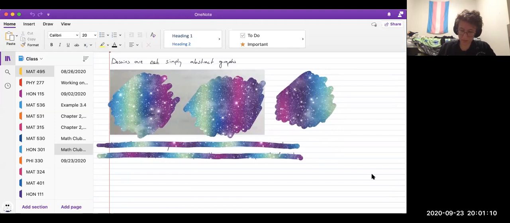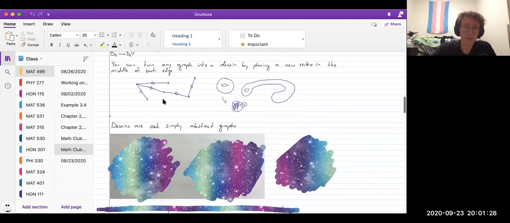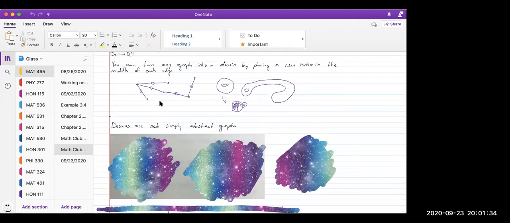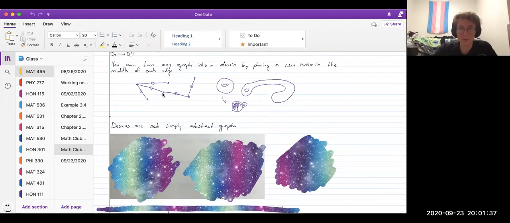So one important point to emphasize is that dessins are not just abstract graphs. An abstract graph would be like, if you took, can you see my cursor? Yeah. Okay. For example, if you took this thing here and it was just floating in air, that would be an abstract graph. But our dessins aren't just floating in the air. They are on a particular surface.